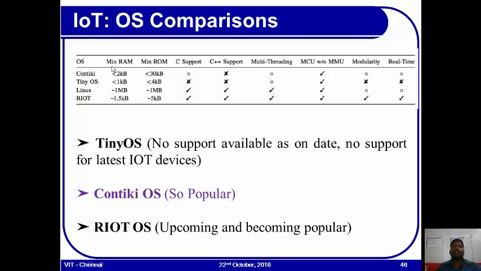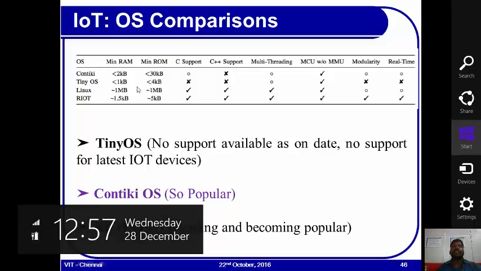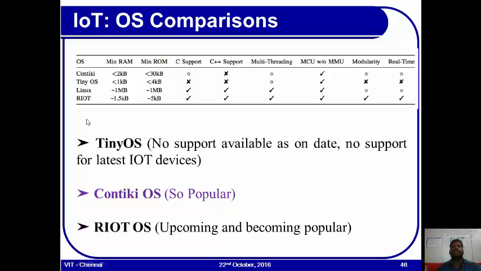The various perspectives, that is in terms of RAM, ROM, C++ support, multi-threading, microcontroller unit with memory management, modularity, real time. With respect to these, Contiki, TinyOS, Linux and RIoT OSs are compared.